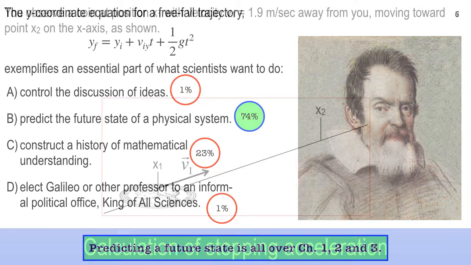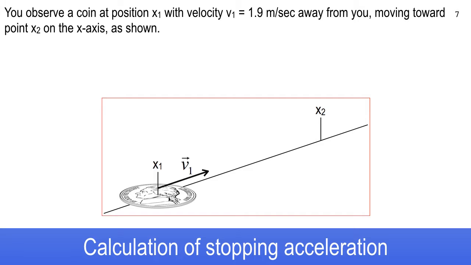Let's do the calculation of the stopping acceleration for a nickel. Here's the diagram from it. And this is the verbatim of the actual question. You observe a coin at position x1 with velocity v1 equals 1.9 meters per second away from you, moving toward point x2 on the x-axis as shown.